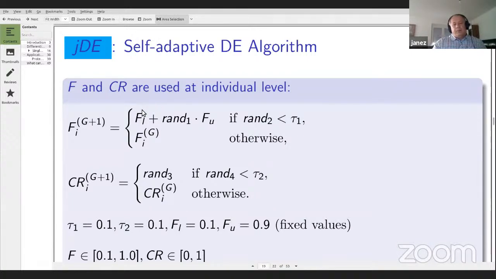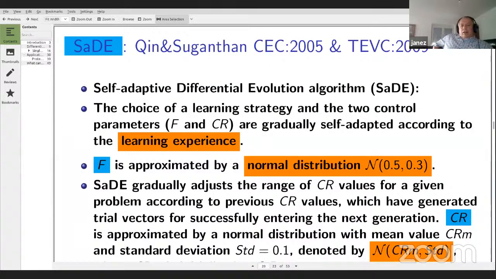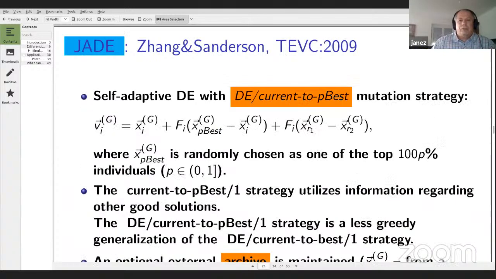So this is the main thing of the JDE algorithm, and these algorithms, as we will see later, have some influence on many other algorithms. Then another very well-known algorithm is from Professor Suganthan, and it uses a normal or Gaussian distribution to generate scale parameters or the control parameters. So it is maybe more natural, but both of them work quite well.